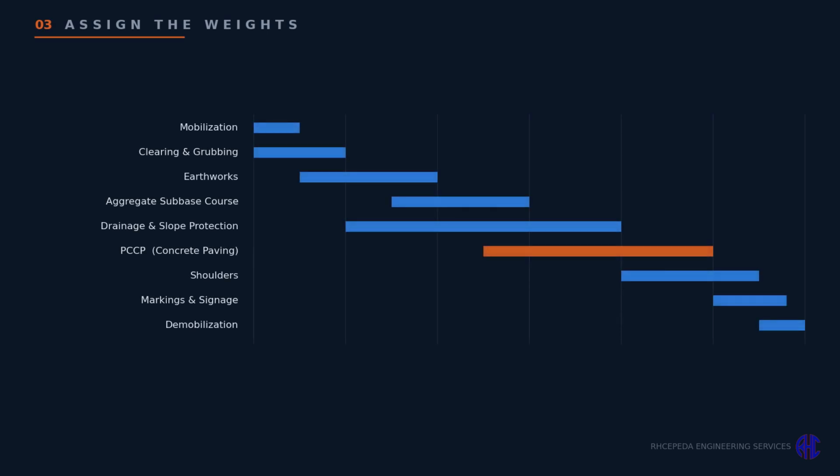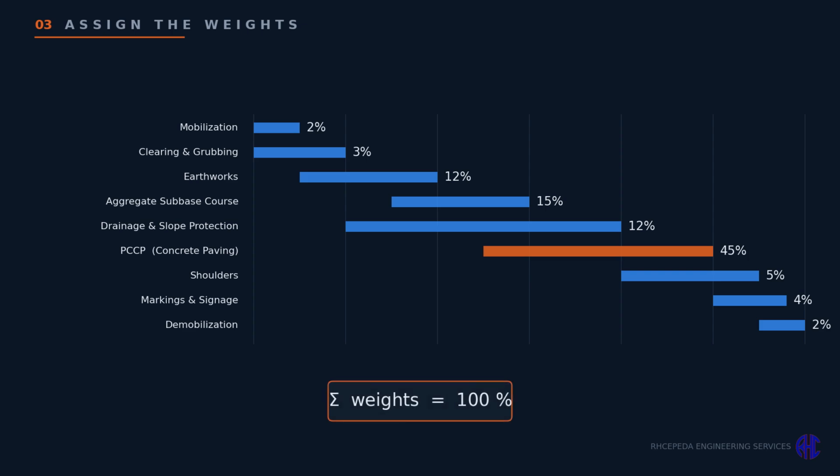Step 2. Assign each activity its weight, its share of the contract amount. In a typical DPWH road project, the concrete pavement dominates, at around 45%. The subbase course takes 15%. Earthworks and drainage carry about 12 each, and the remaining items share the rest. Whatever the numbers, the weights must always sum to exactly 100%.